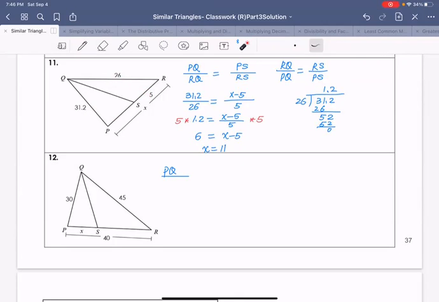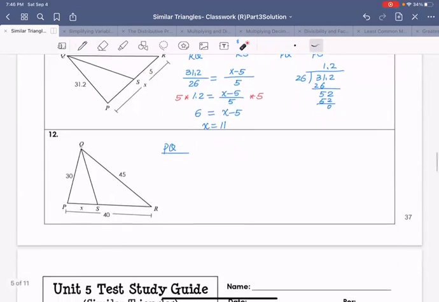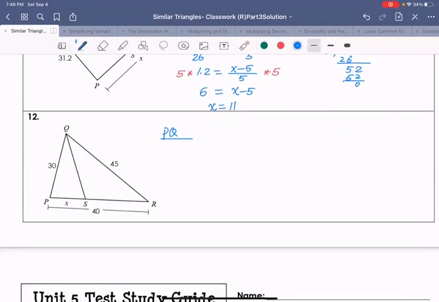Does this make sense now? Yeah. Okay, go ahead. PQ over PS is equal to QR over SR. Continue. PQ is 30. And PS is equal to X. And then QR is 45. And SR is 40 minus X. Good job.